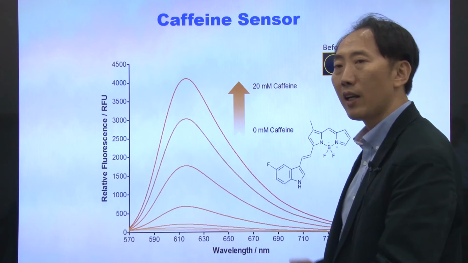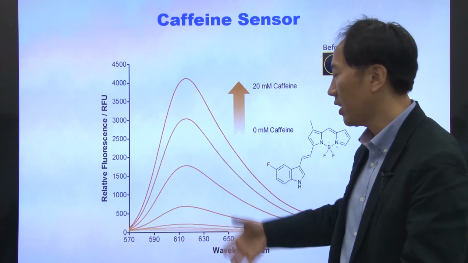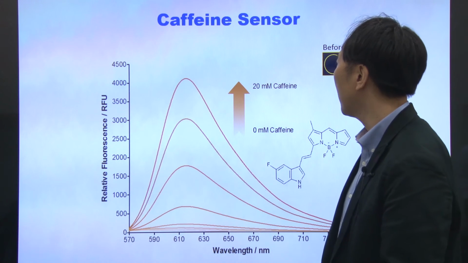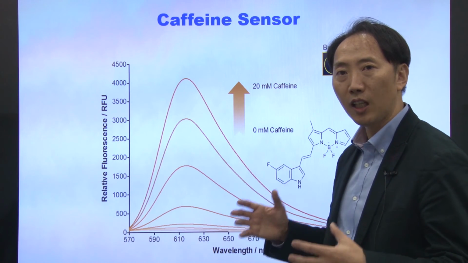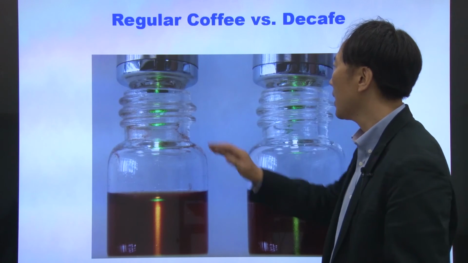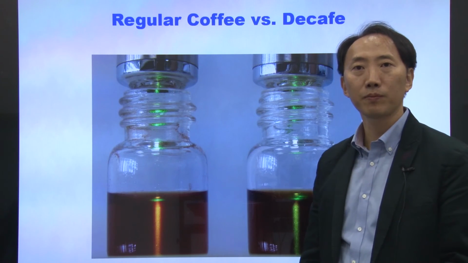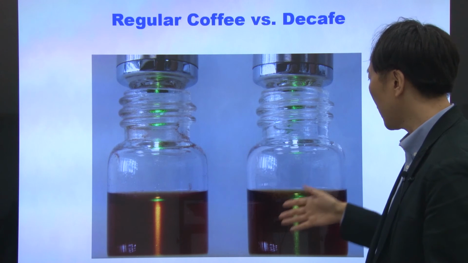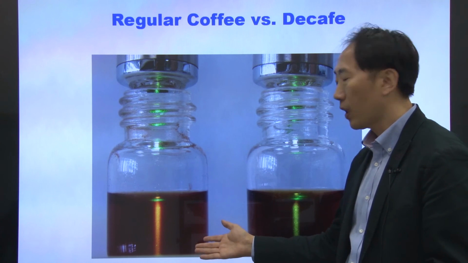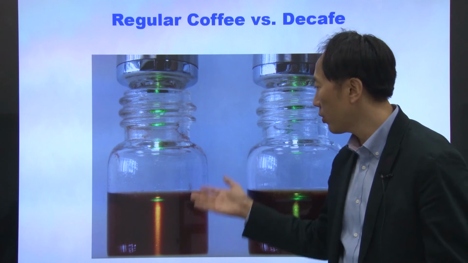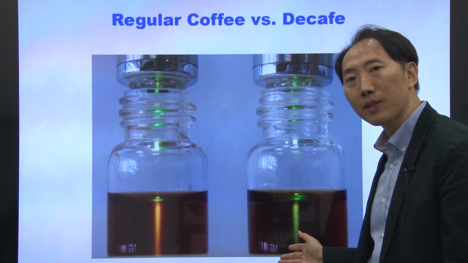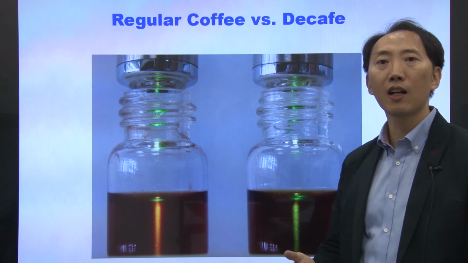But real life application is not easy using this kind of spectrophotometer carrying to Starbucks. That's why we spent more than half a year to make this into really useful material. And the final format is this kind of green laser pointer. With only the green laser pointer, this is a decaf coffee and this is the regular coffee. If the coffee has enough amount of caffeine, it shows you orange color. And if it's a low amount of caffeine, like 5%, then it just shows you green color by scattering.